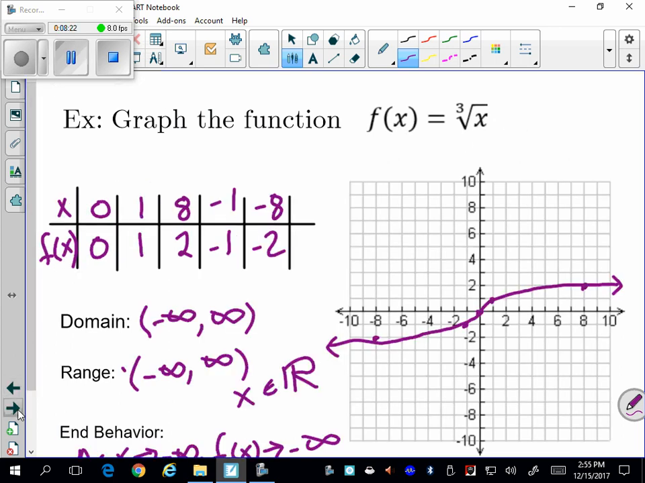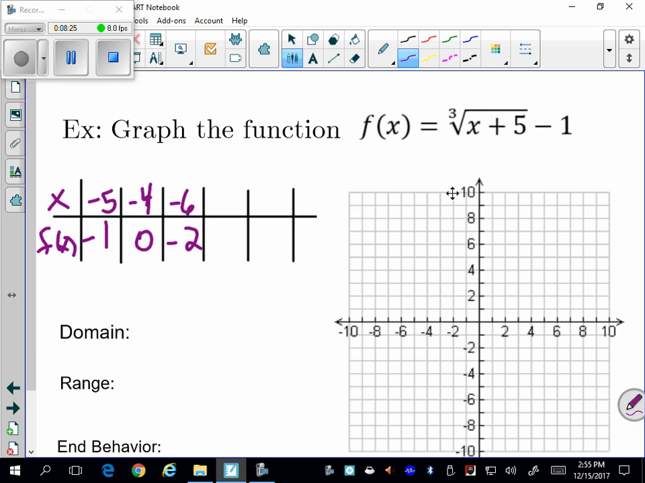So for 8, x would be 3. If we substitute 3 in for x, 3 plus 5 is 8. The cube root of 8 is 2. 2 minus 1 is 1. And for -8, x is -13, plus 5 is -8. And the cube root of -8 is -2, minus 1 is -3. So graphing these: (-5, -1), (-4, 0), (-6, -2), (3, 1), and (-13, -3). You can go off the graph.